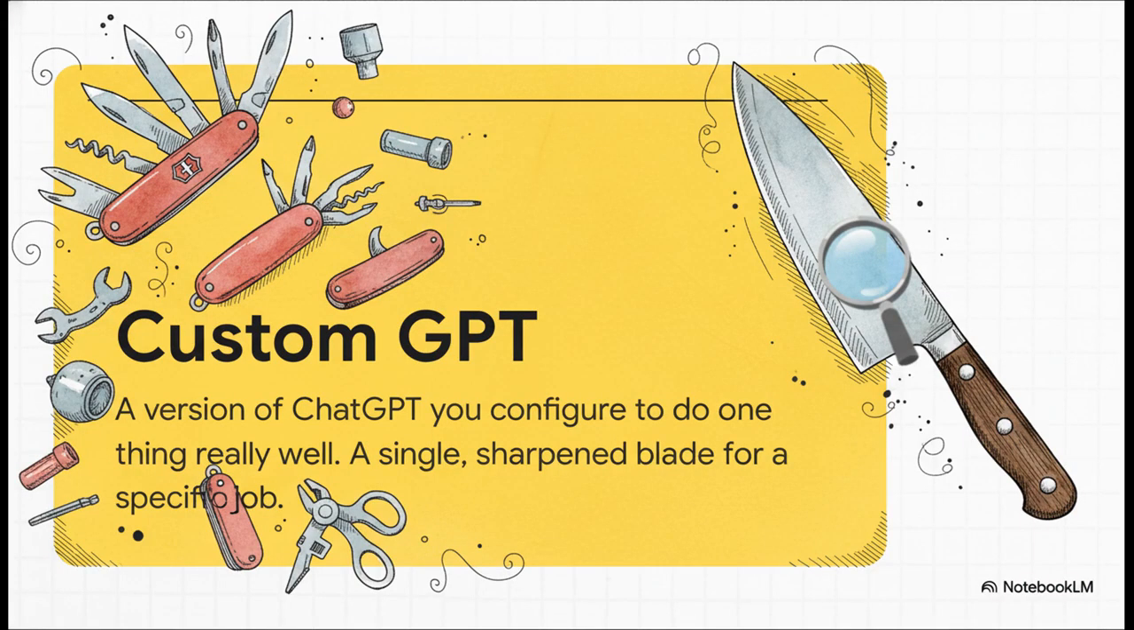You see, standard ChatGPT is like that classic Swiss Army knife. It's got a tool for pretty much everything, but you have to pull out the right one and figure out how to use it every single time. A custom GPT, on the other hand, is like a perfectly sharpened chef's knife. It's designed and honed for one specific job, and it does that job beautifully.